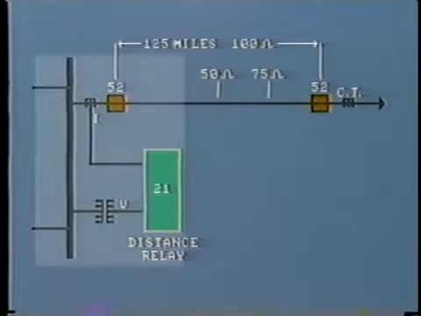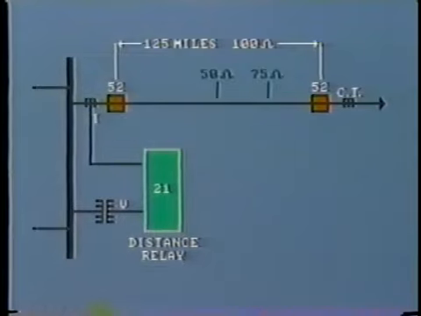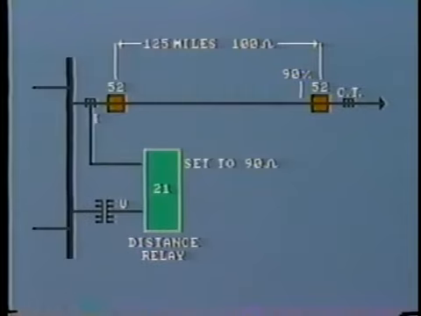The relay will be installed at this substation close to the breaker, but it can be adjusted to reach out as far along the line as we wish. Typically, it will be set to protect up to 90% of the length of the line. That is, for an impedance of 90 ohms in this example. Why? Well, relays have a 10% error margin, and we don't want the relay to overreach. The relay is using secondary values from the CTs and VTs, so it really measures secondary impedance.